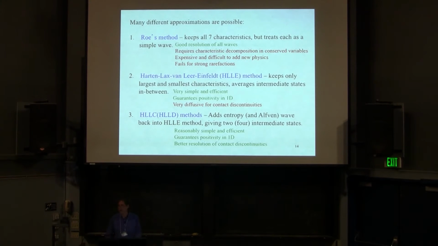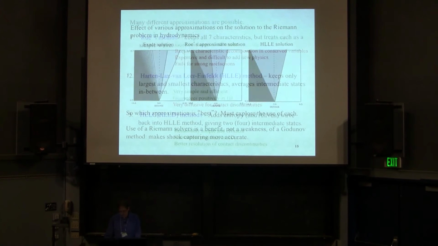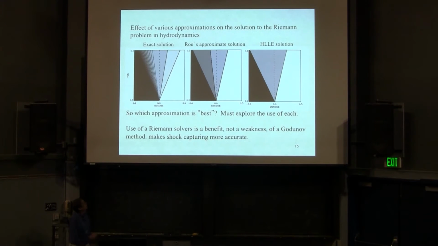Athena has them all implemented. You can just configure it to try each of these different solvers if you want. If you want to know how the Roe solver compares to HLLD, you can just run the test yourself and see how it works. But schematically, what are we doing when we make these different solvers?